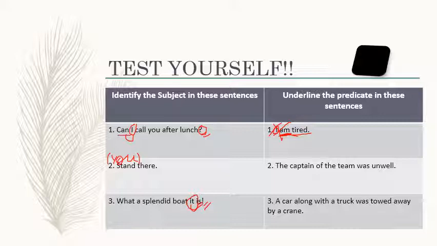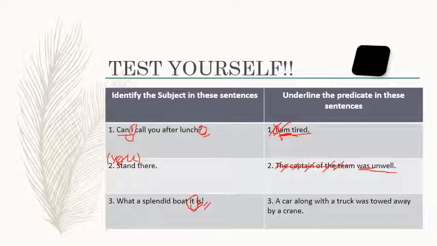Now moving on to the next one. The captain of the team was unwell. Again, let's see where the verb is. So we have was. Was is the verb. So was unwell is the predicate in the sentence, whereas the captain of the team is the subject. We don't have to look into it because we have to find the predicate. So this is definitely not the predicate in this sentence.